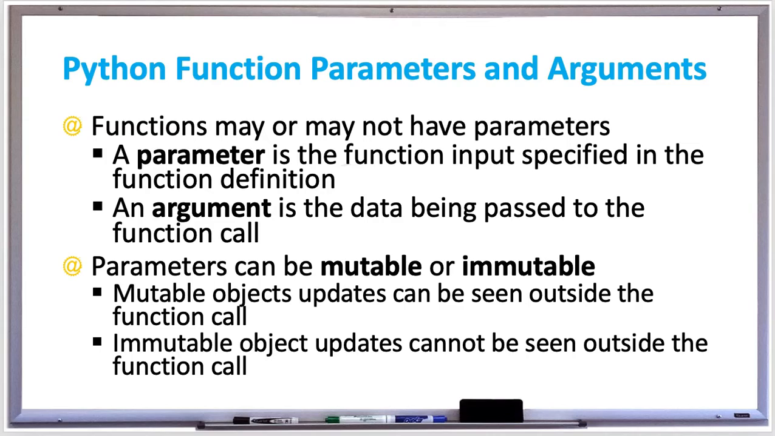And when you're actually calling the function elsewhere in your program, that data that's being passed to the function call is called an argument. So if your function has 5 parameters, when you're calling the function, you could pass in 5 arguments. Also, your parameters can be mutable or immutable. Mutable object updates can be seen outside the function call, and immutable object updates cannot be seen outside the function call. So let's try out some examples of functions with parameters and passing arguments to them.